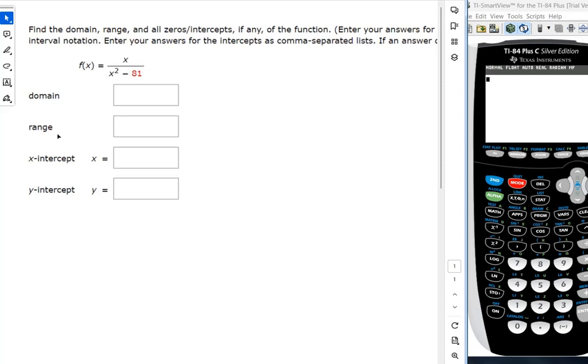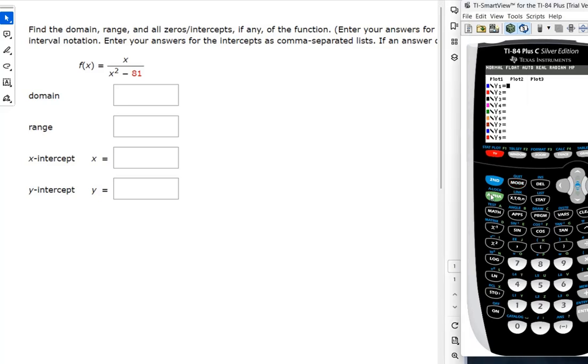If you want to find the domain, the range, and the intercepts with the TI-84 calculator, the quickest way is probably just to graph it. So if you go to the y equals menu, and then type your variable, divide by, then I need a parentheses, and it's our variable squared, minus 81.